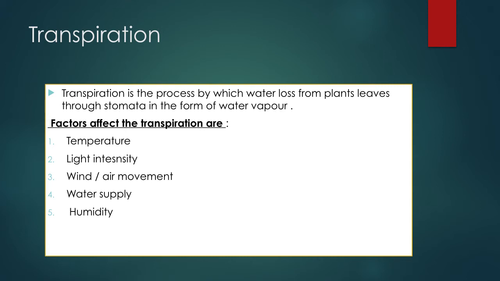They are temperature. When the temperature increases, of course the light intensity will increase. And sometimes when there is a dry wind, at that time also the plant will lose water from its body. And the water supply: when the water supply outside is more, it will absorb more water. And the humidity means moisture. Remember that one. When the humidity is more, the transpiration will be less. All other factors like temperature, light intensity, wind, and water supply, when more, the transpiration will be more. But when the humidity is more, the rate of transpiration will be less.